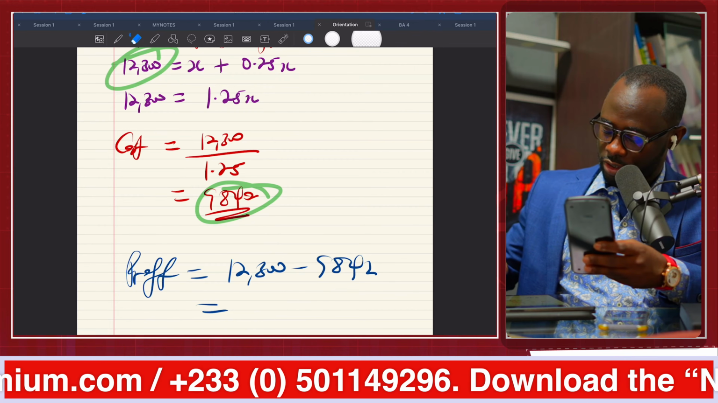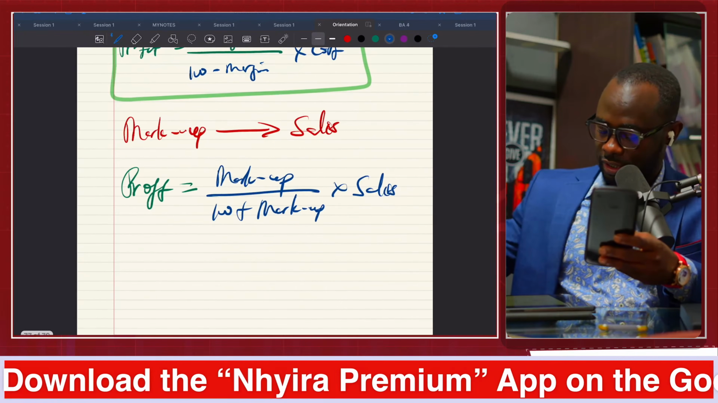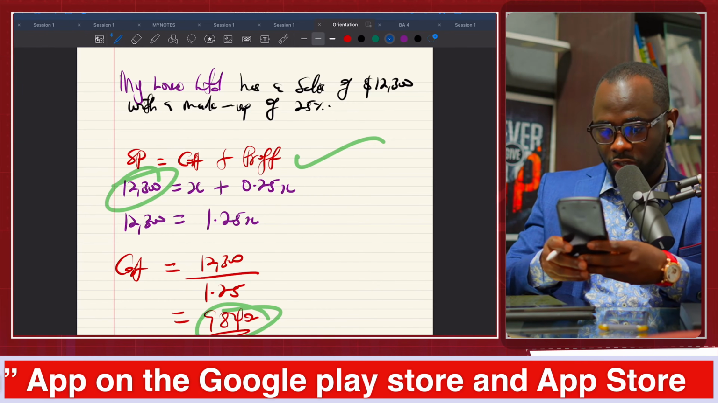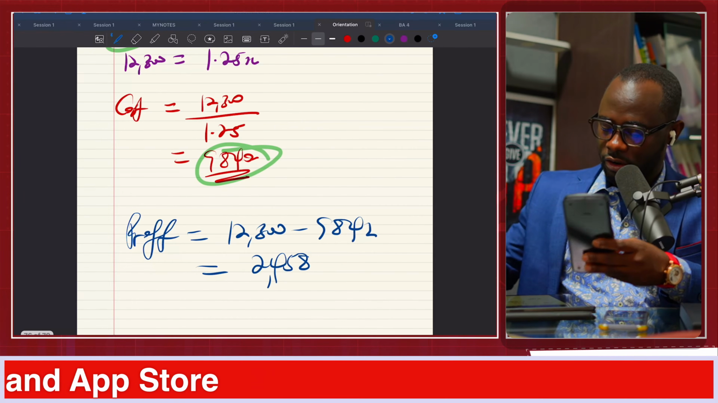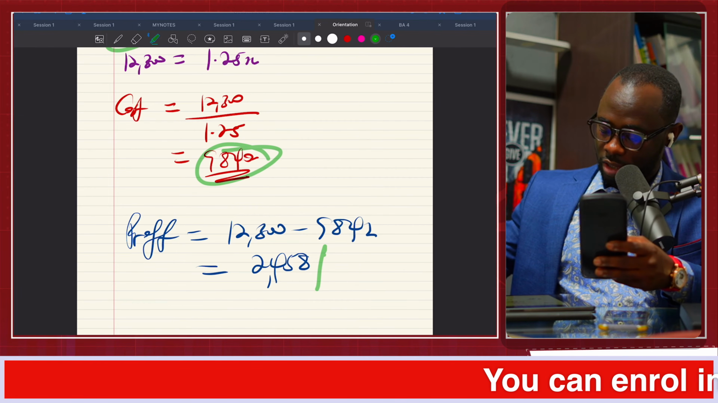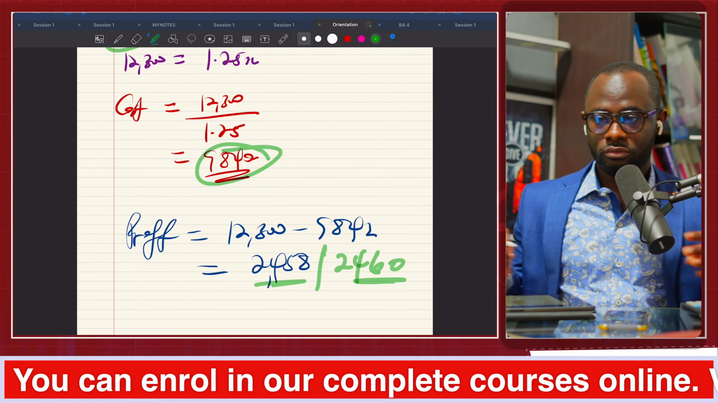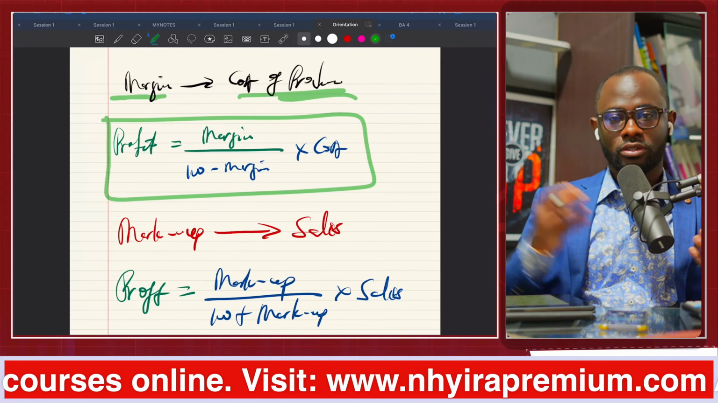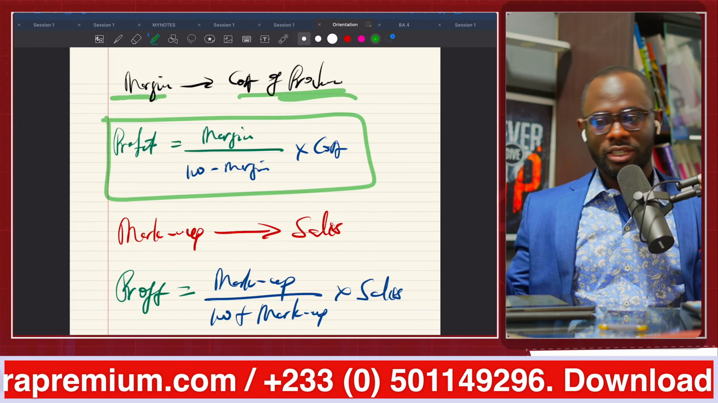2458. Let me see. Maybe I'm mixing something up. Let me repunch this. 25, 125, 12,300, 2460. Okay, there's a difference of 2. It's because of approximation for the most part. Okay, because I'm getting 2460. There's a difference of 2 because of the approximation. So the difference is coming in just because of the approximation. So that is the concept about calculating the profit from markup to margin, from margin to markup.